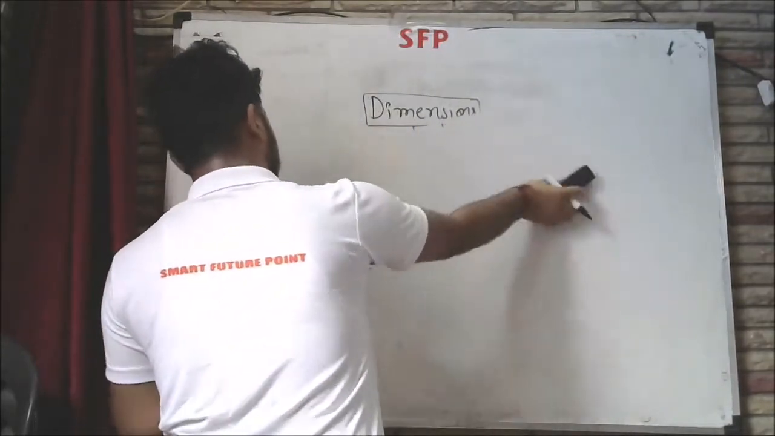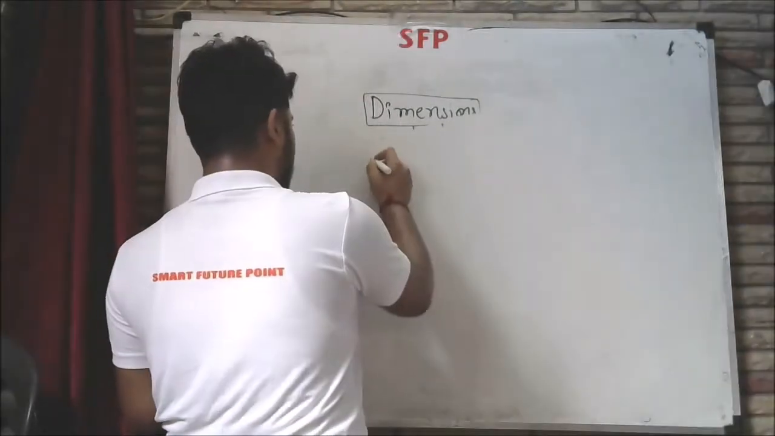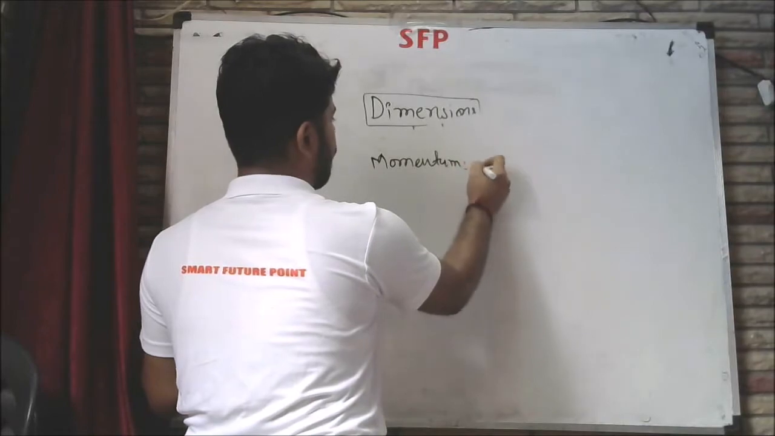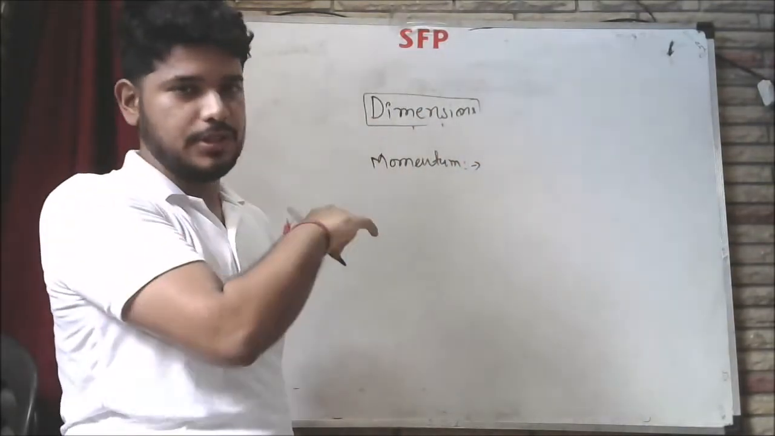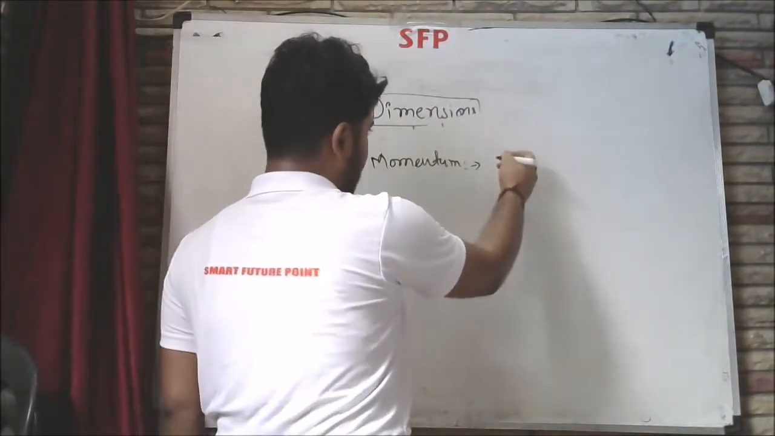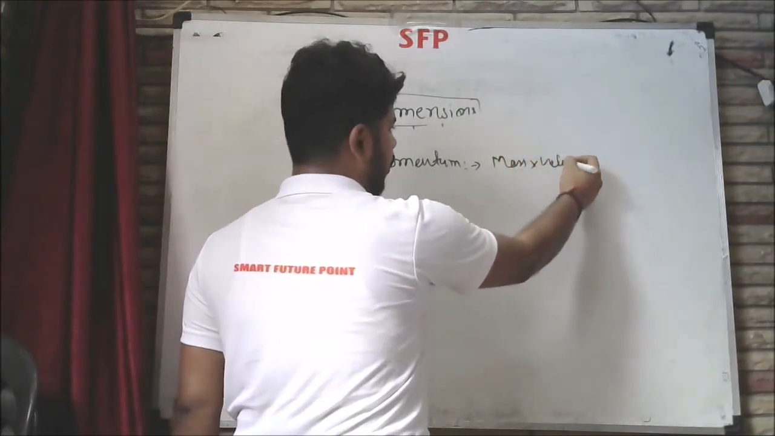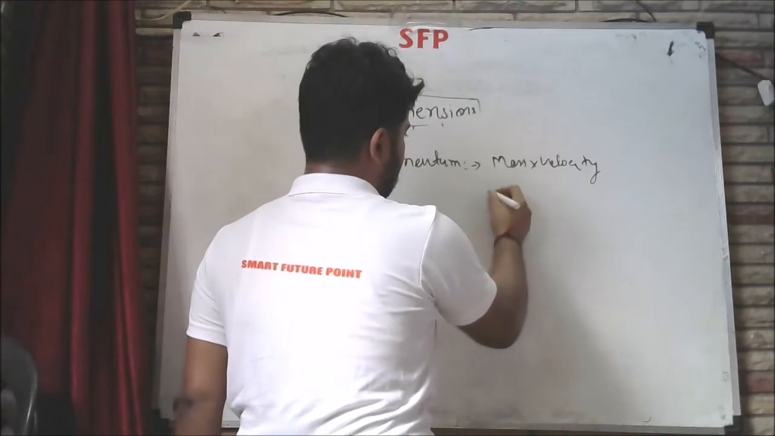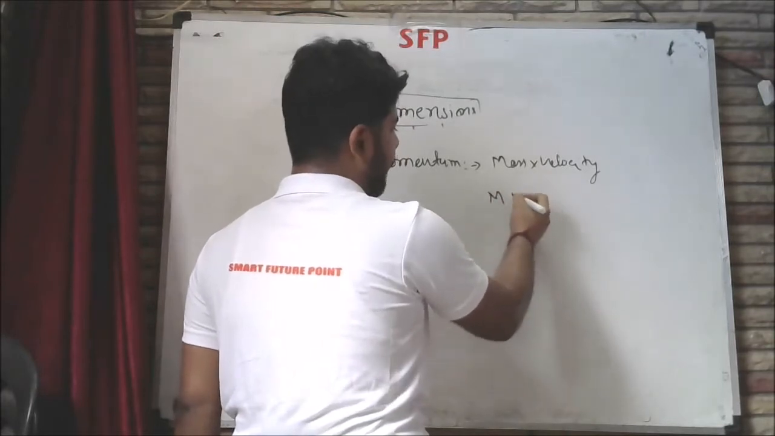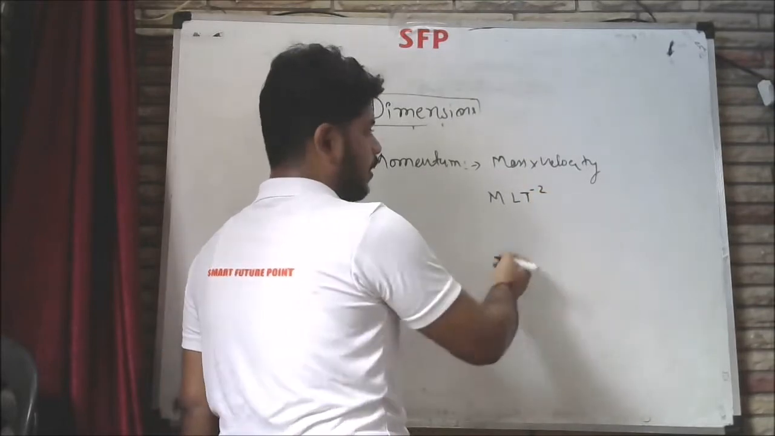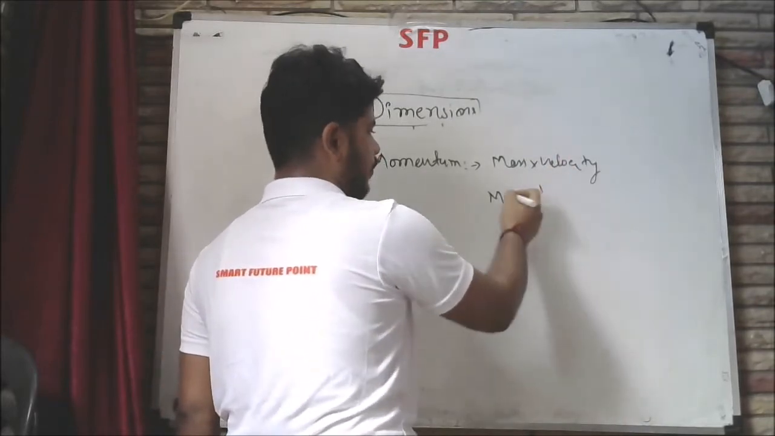Next, you have to find the momentum. All these are the same quantities that you found the units for in the last video. What will be the momentum? Momentum is nothing but mass into velocity. The dimension of mass is M, and of velocity is LT minus 1.